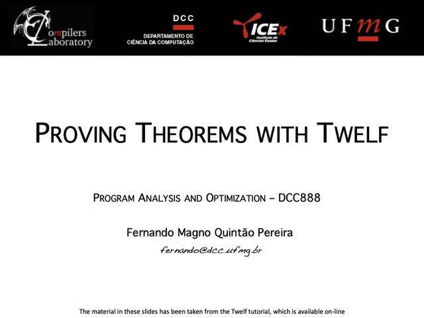Hi, I'm Fernando Pereira from UFMG, and today we shall talk about Twelf. This is a meta-theorem prover, meaning that it checks the proofs that we write. Twelf was developed at Carnegie Mellon by Frank Pfenning and Carsten Schürmann. Most of the material in this class has been taken from the Twelf tutorial, which is freely available on the Carnegie Mellon website.